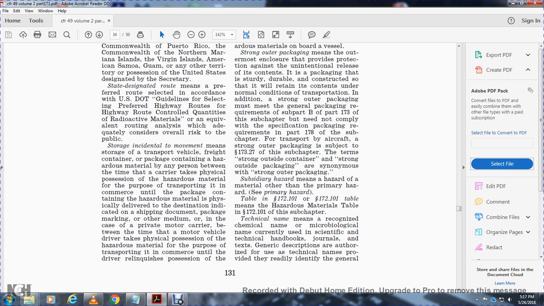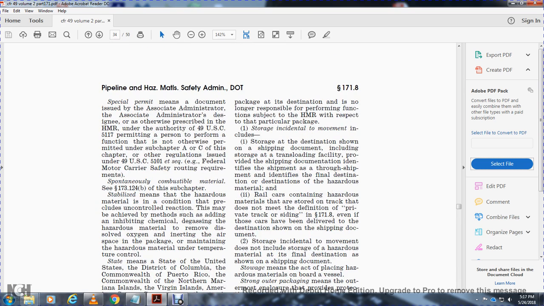Storage incident to movement means storage of a transport vehicle, freight container, or package containing hazardous material by any person between the time that a carrier takes physical possession of the hazardous material for the purpose of transporting it in commerce until the package is physically delivered to the destination indicated on the shipping document, packaging, marking, or other media. In the case of a private motor carrier, it is between the time the motor vehicle driver takes physical possession of the hazardous material for the purpose of transportation in commerce until the driver relinquishes possession of the package at its destination and is no longer responsible for performing functions subject to the hazardous materials regulations.